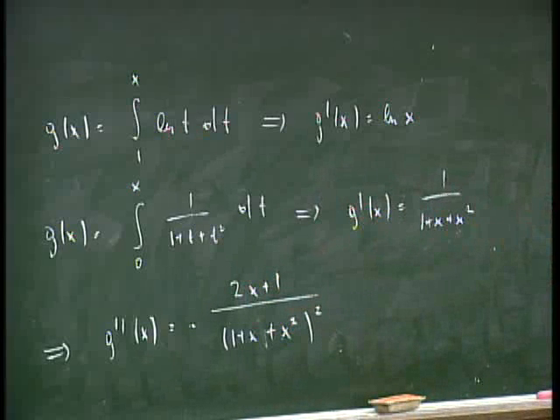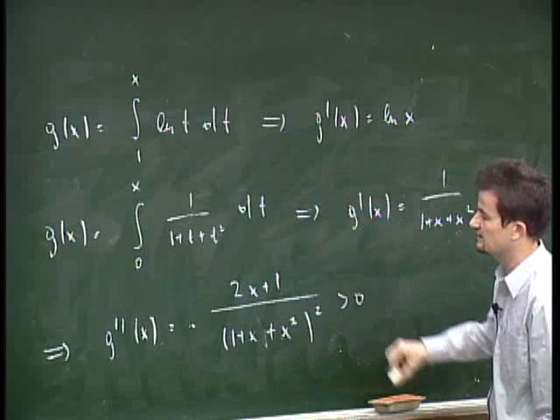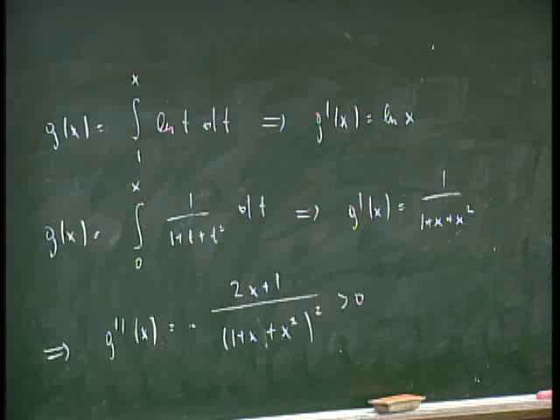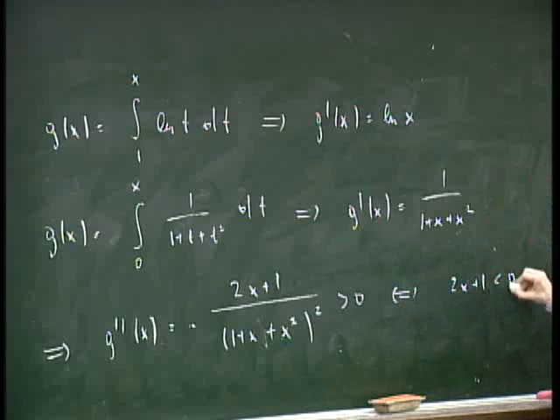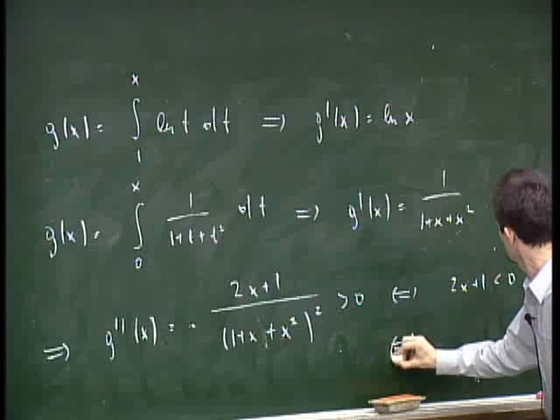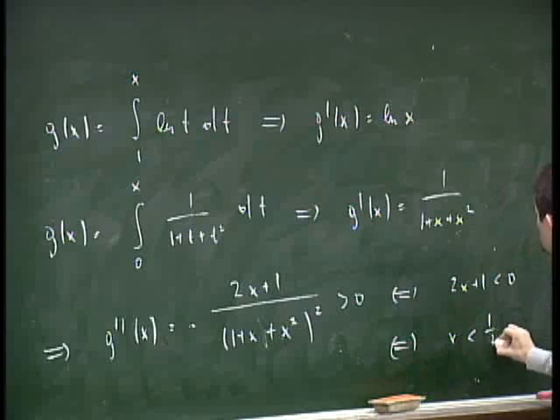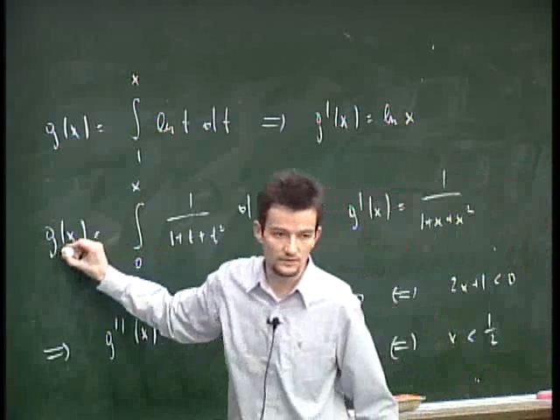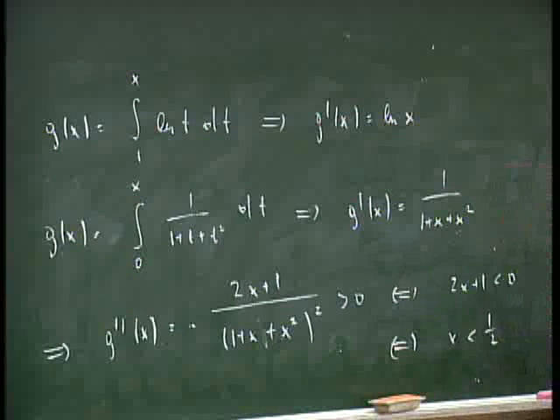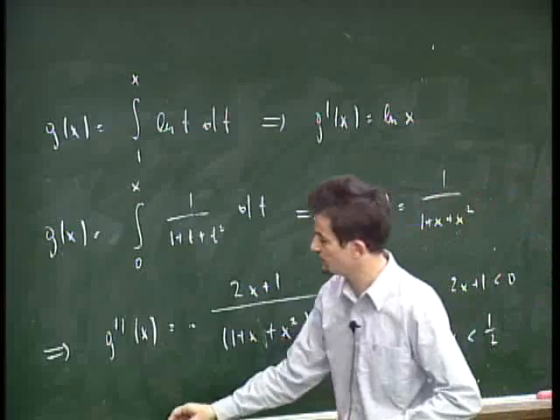Okay, and for instance, if we want to know when this is larger or equal than 0, then this is if and only if 2x plus 1 is smaller than 0. This is if and only if x is smaller than 1/2. So if x is smaller than 1/2, this function here will be concave upward. Okay, so this is an important thing.